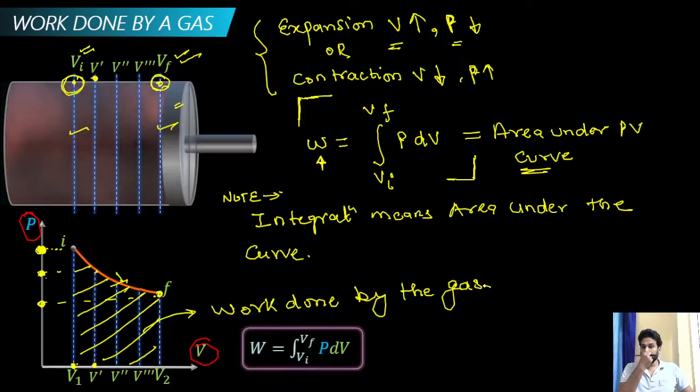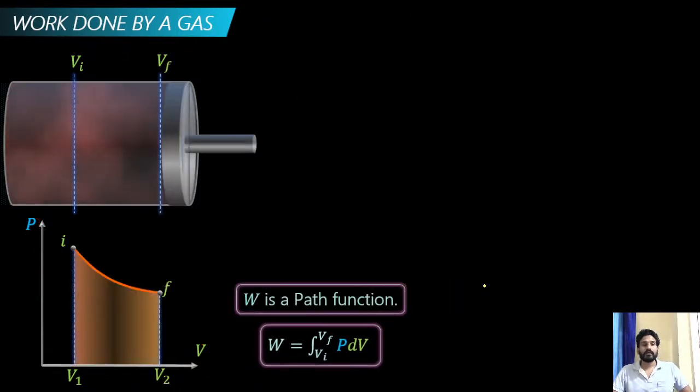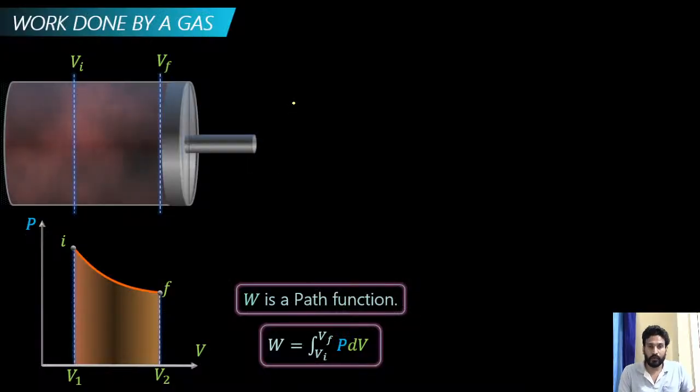So my W is equal to the integral of PdV from V initial to V final, right? As we already discussed, what is the work done, guys? Work done is my path function. So it basically depends upon the path, right? What path you basically follow.